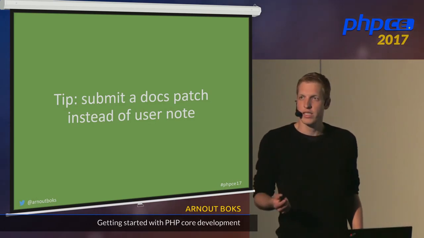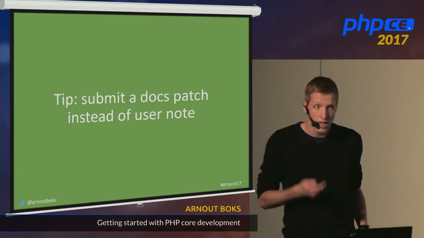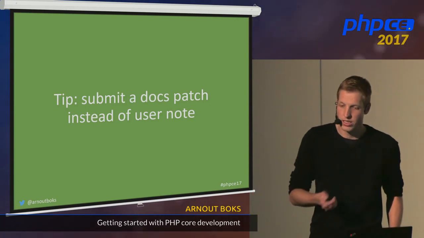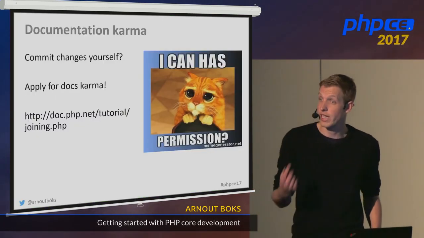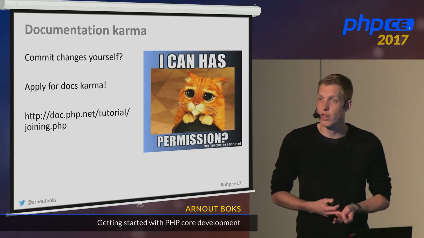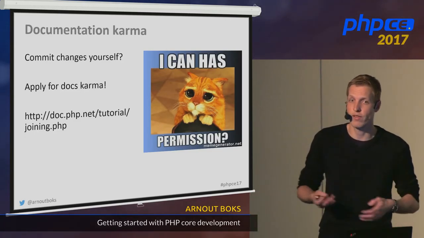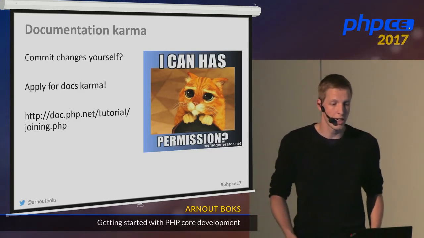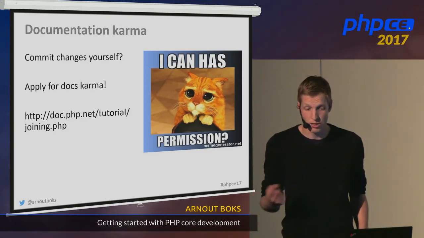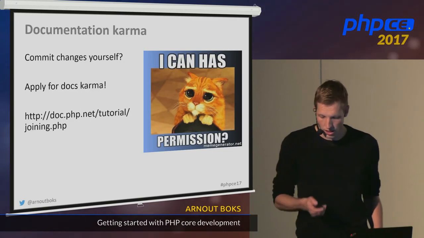So these patches have to be merged by someone else with commit access. If you have made a couple such changes, you can also apply for this commit access yourself. It helps to have a couple of changes in the past so that you can show, hey, I know how this works. I can make those changes myself. I'm responsible. You can apply for documentation karma, like it's called, and then you can commit your documentation patches yourself.